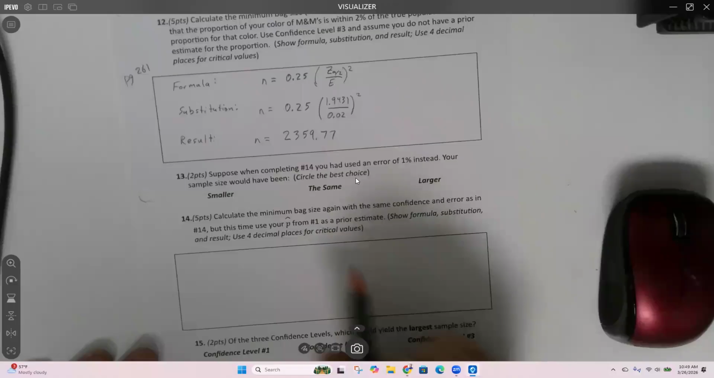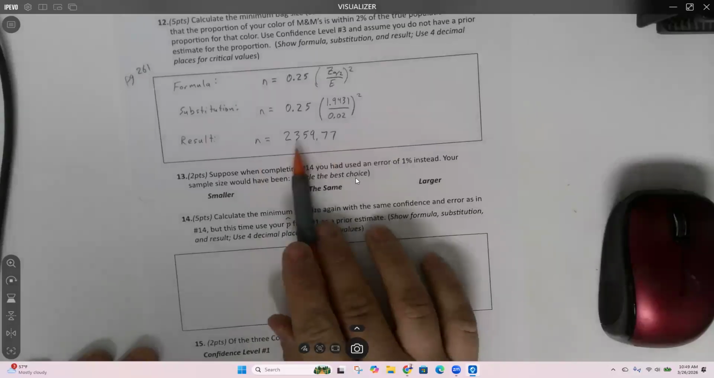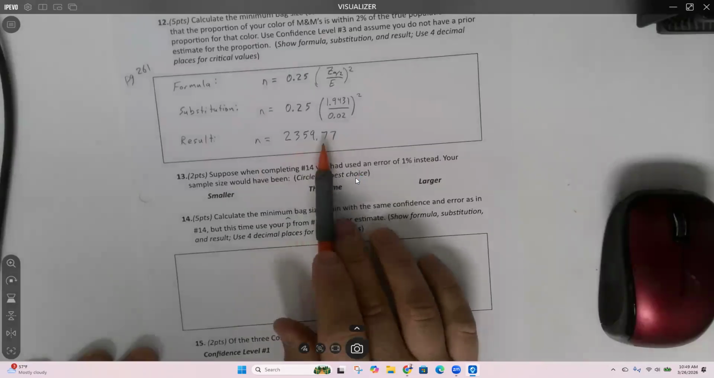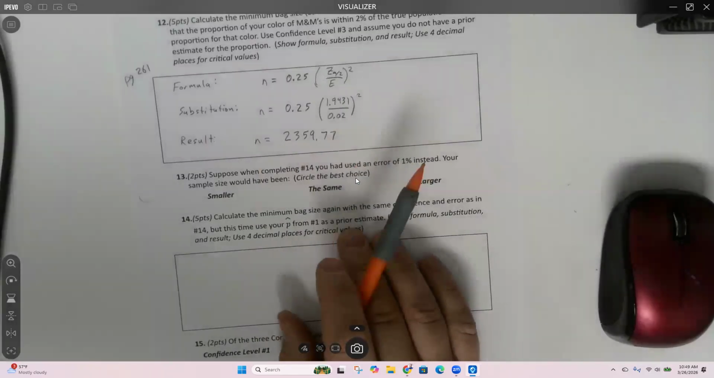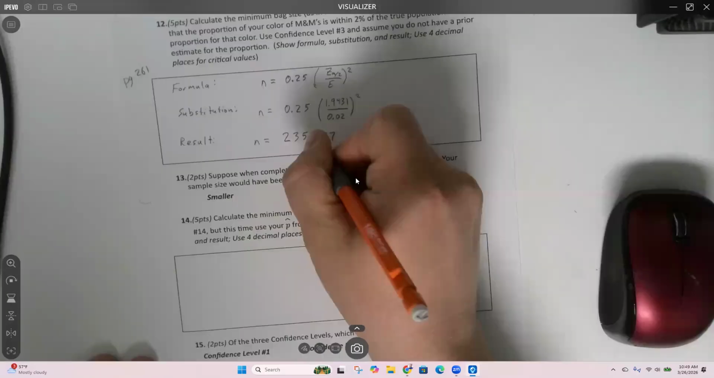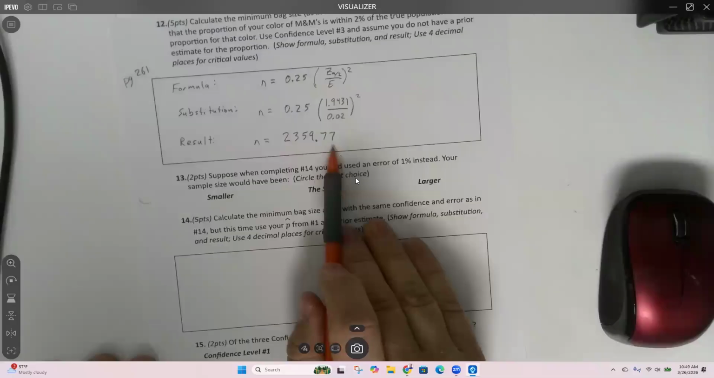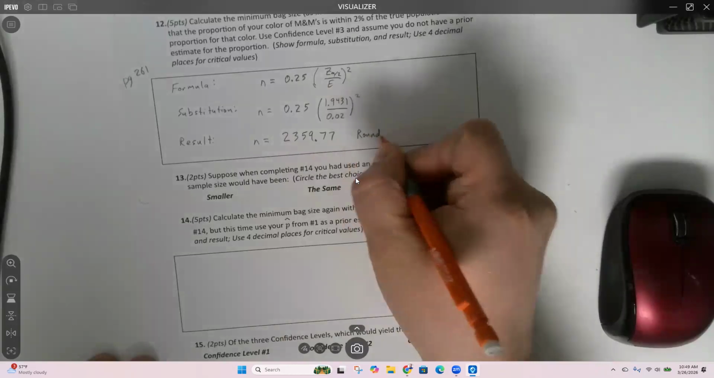Now that is not the answer, okay? Because I can't get a sample size of 2,359.7 M&Ms. What does that mean? I take a small bite of one and use the rest? No. You want this to be a whole number. Sample sizes are always whole numbers. But when you round this, you always need to round up.